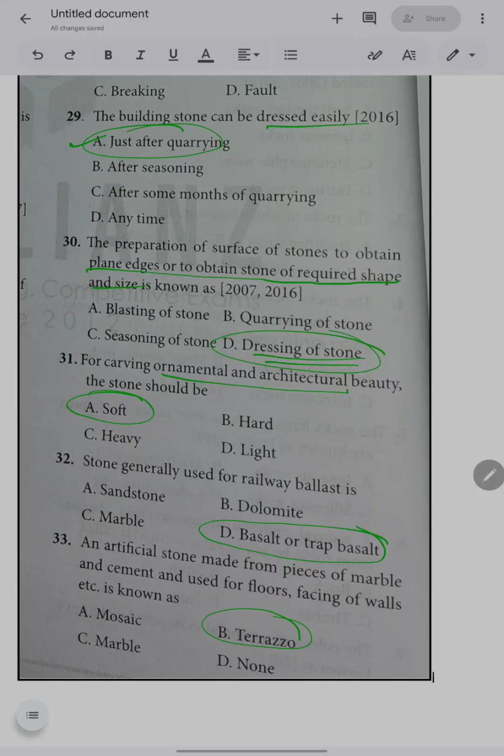Okay, and that brings us to the end of today's session. We have covered some of the previous year questions on stone, and I will explain the remaining questions in our upcoming video.